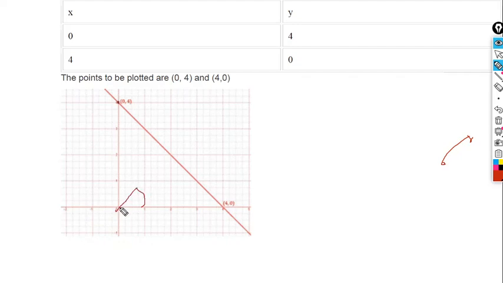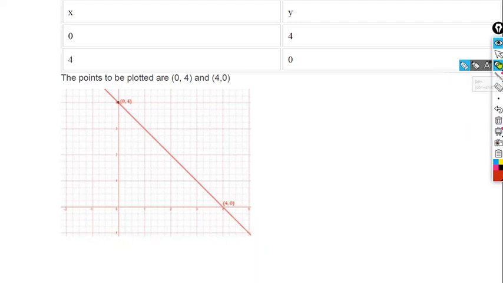But how to make the points, how to identify the origin, and you have to write 1, 2, 3, 4 like this. Here in the y-axis also you can write 1, 2, 3, 4. These are the things we had discussed in the previous class. Now this is your graph.